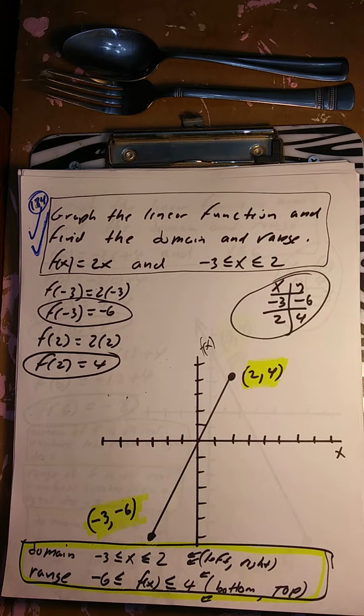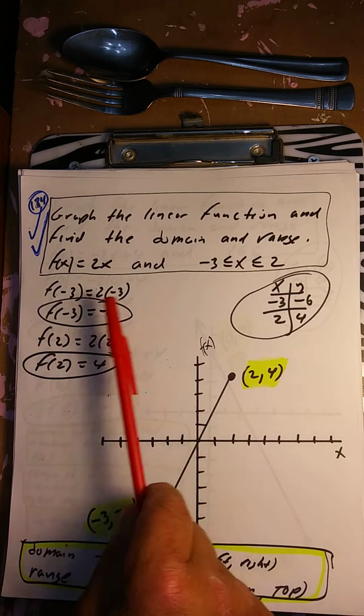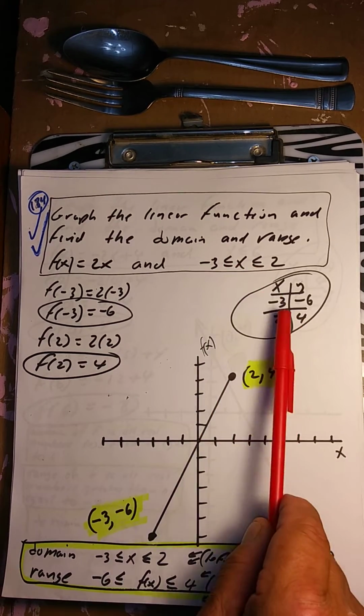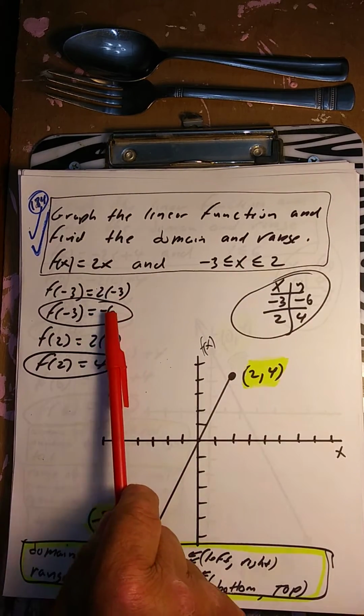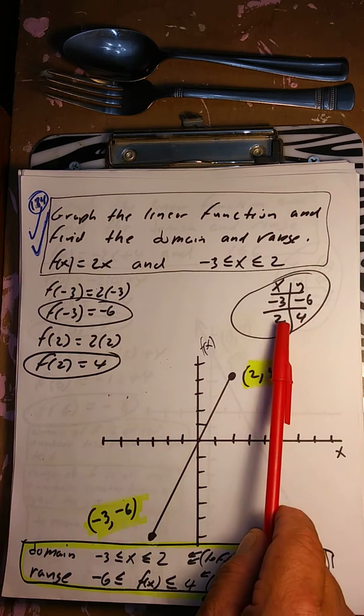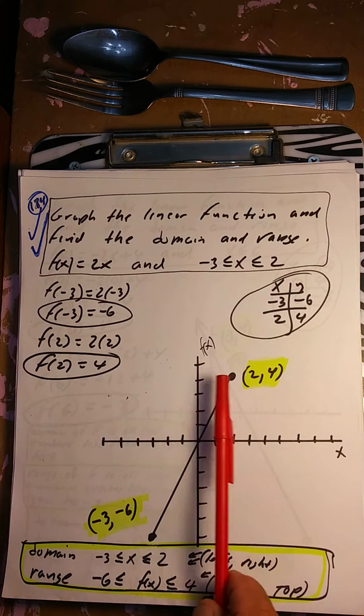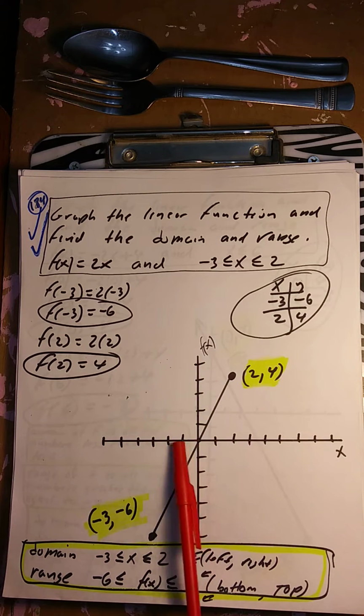Graph the linear function. Find the domain and range. F of x is 2x, and negative 3 is less than or equal to x, less than or equal to 2. So let's try negative 3 in there. That's going to be negative 6. F of negative 3 is negative 6. 2 in there. F of 2 is going to be 2 times 2, which is 4. So we have negative 3 and negative 6, and we have 2 and 4.